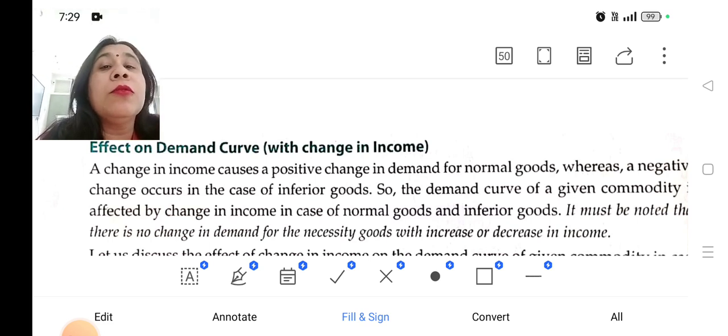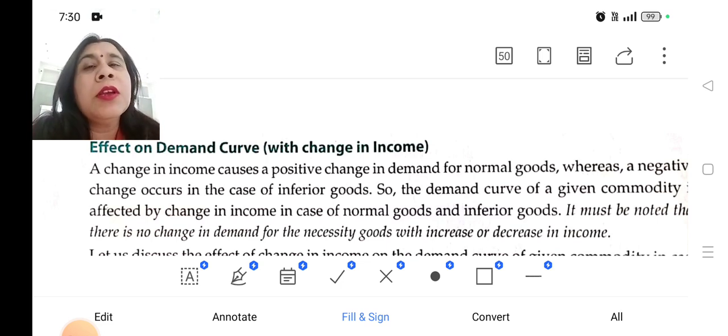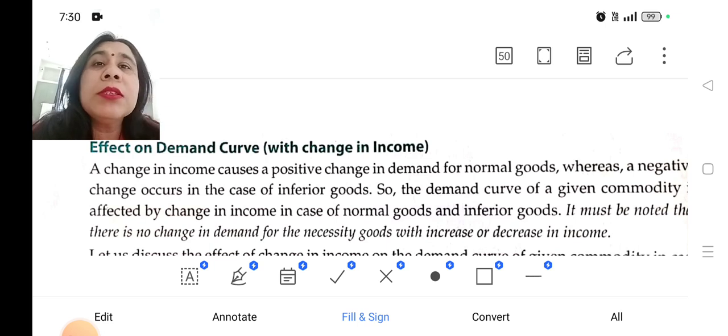Please note that there is no change in the demand for necessary goods with an increase or decrease in income. Now let us see what necessary goods are. For example, salt. It's a necessary good, and even if the income of a consumer increases or decreases, we are not going to change the intake of salt. Similarly is the case of medicines. Even if the income of a consumer rises, we don't demand more medicines. So these are necessary goods.